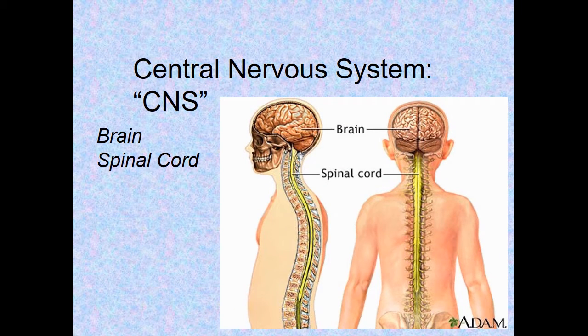So beta, the central nervous system has two major components: the brain and the spinal cord. And you can see here the brain and spinal cord are both located on the axis of the body, and that is why it is called the central nervous system, or in short CNS.